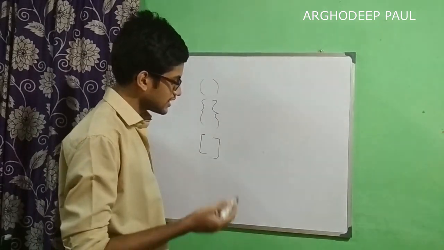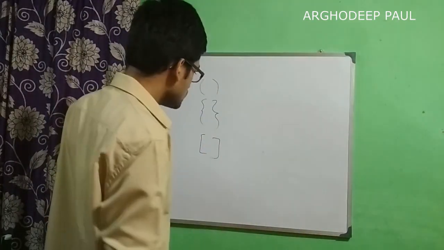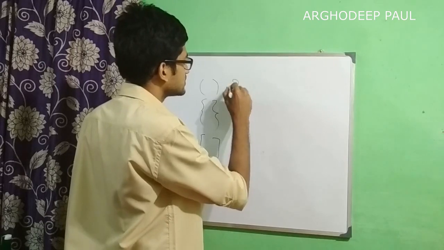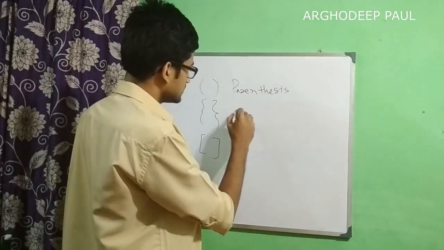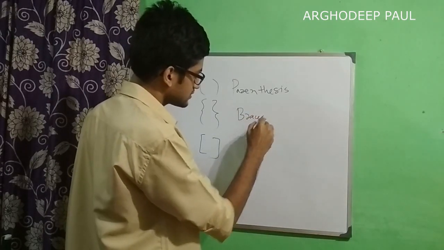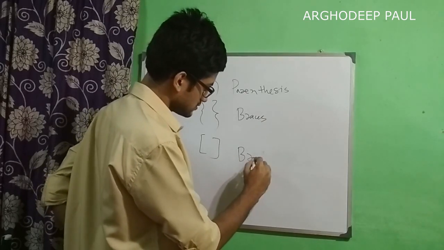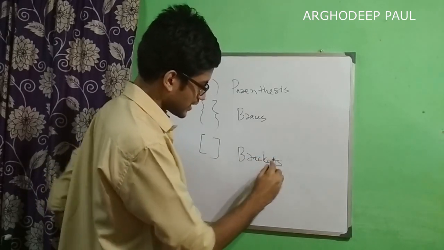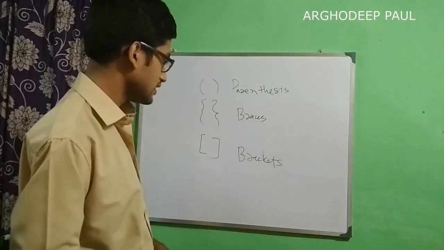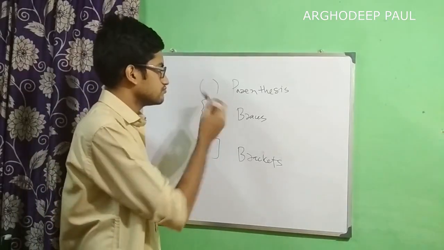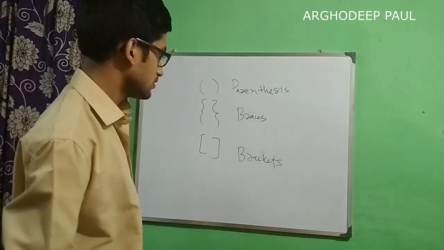In any programming language, the terms given to these symbols are parentheses, braces, and finally this symbol is known as a bracket. Brackets, you can say, because it's in plural form. We have opening as well as the closing bracket. So parentheses for this symbol, braces for this symbol, brackets for the third.